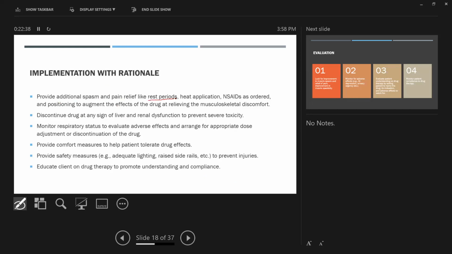So rest period is very important. These drugs were not meant to be used without rest. Also application of heating pads.